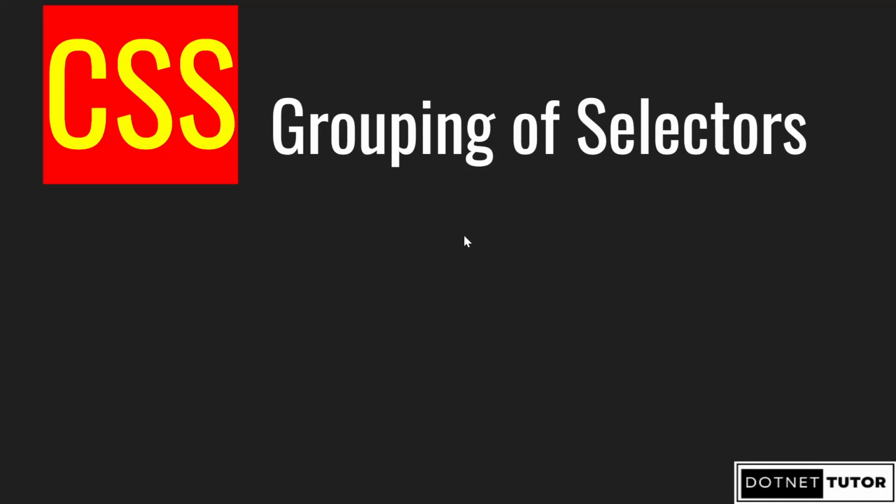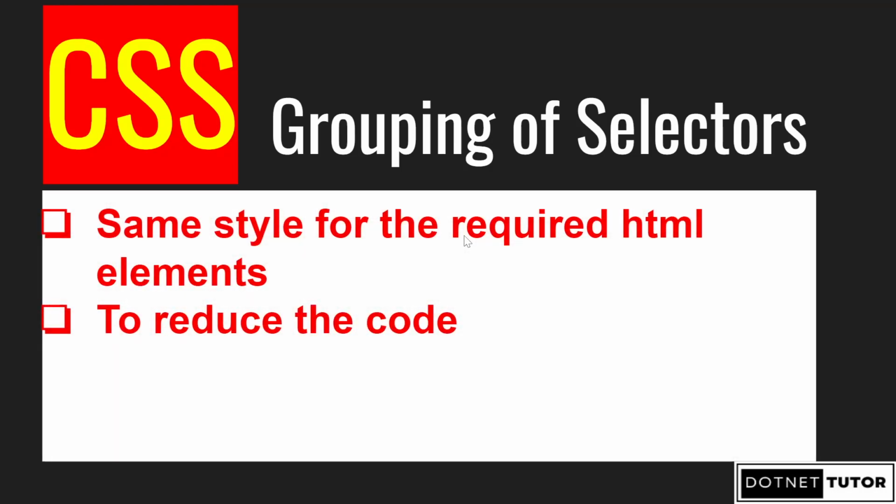So what is the grouping of the selectors? It means if we want to give the same style to required HTML elements like heading, paragraphs and body, or to reduce the code, we need to implement grouping of the selectors. Let's see it in a real-time example.